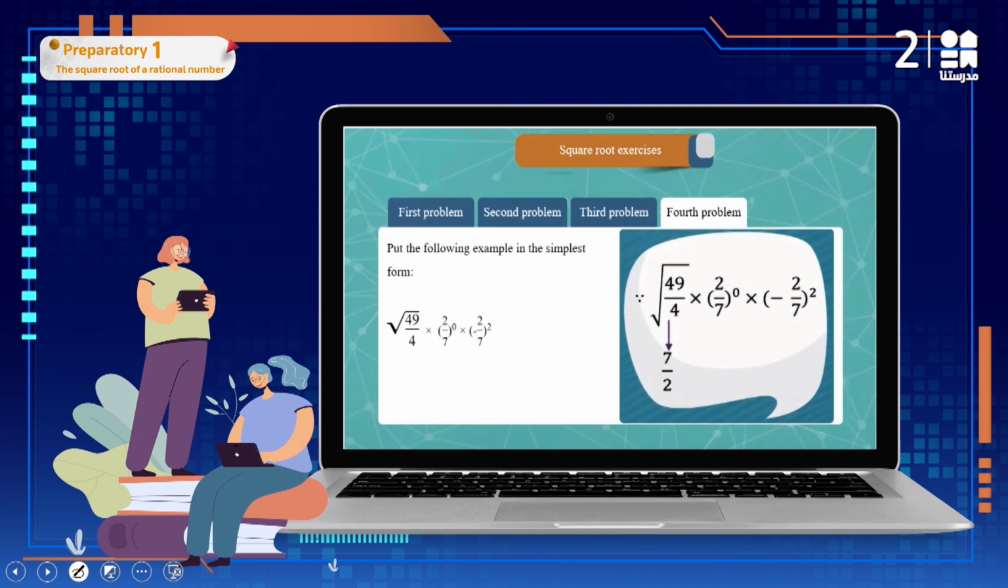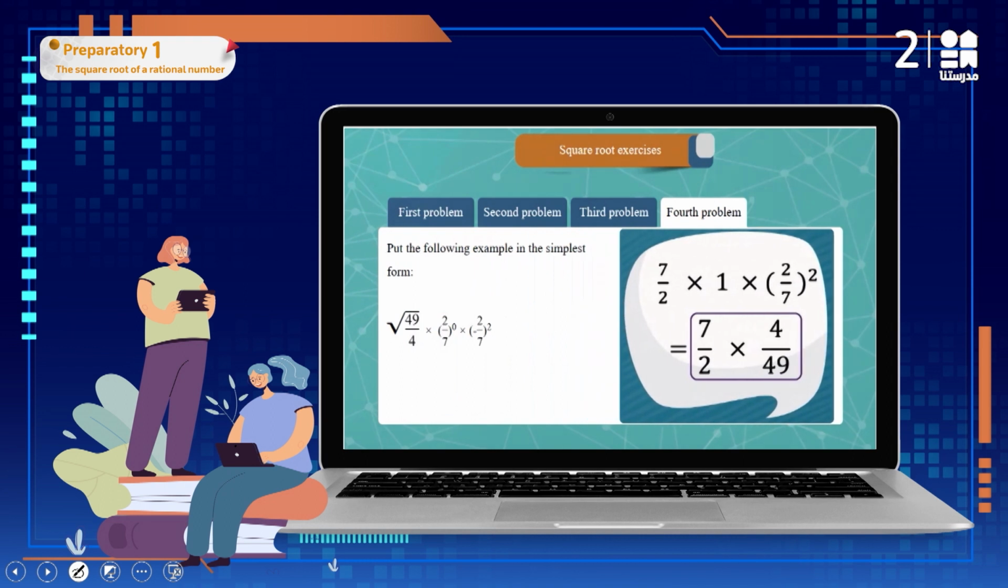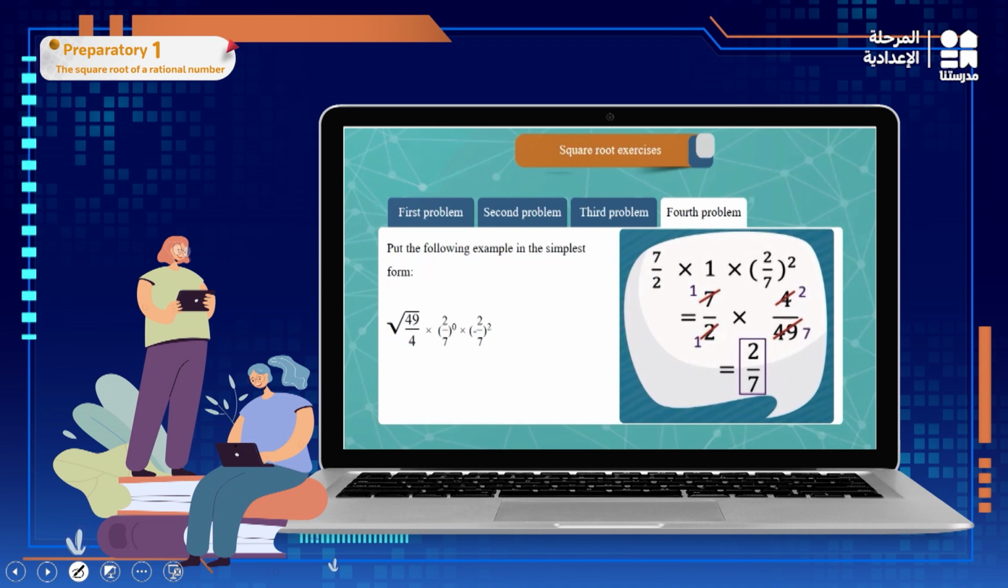First, the value of the first term, the square root of 49 over 4, is 7 over 2. Second, the value of the second term, 2 over 7 all to the power of 0, is 1. Third, the value of the third term, negative 2 over 7 all squared, is positive 2 over 7 to the power of 2. Now we get 7 over 2 multiplied by 4 over 49. By simplification, we get 2 over 7.